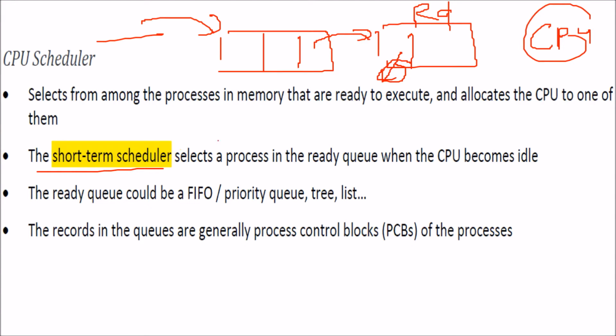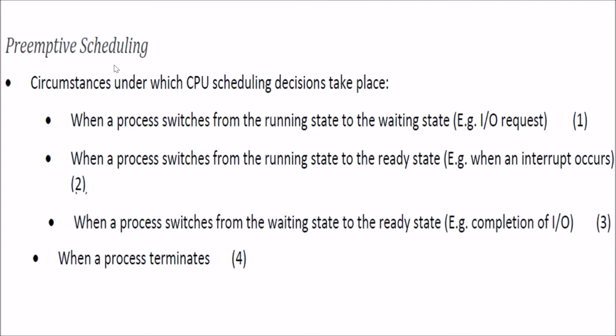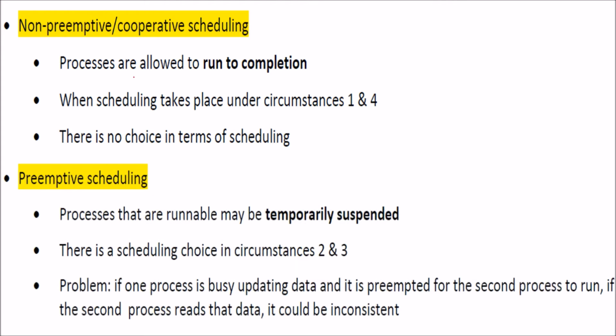The processes can be selected in different ways, for example first in first out, in terms of the process queue. So you need to have all the records of the PCBs, process control blocks, because you're dealing with processes now. There are two types of scheduling, preemptive and non-preemptive. In non-preemptive or cooperative scheduling, the process is allowed to run to its completion. It is never disturbed. It is allowed to complete, right? And there is no choice in terms of scheduling, because there is no preemption, but we'll see about that also.